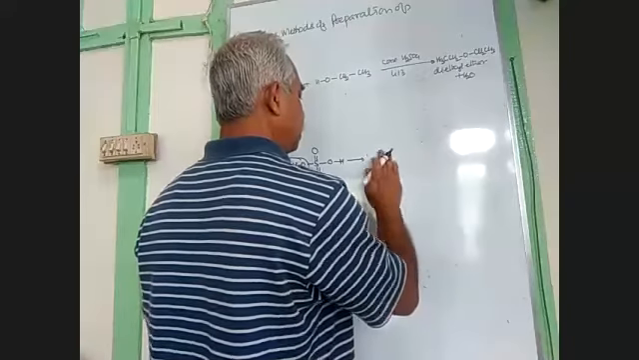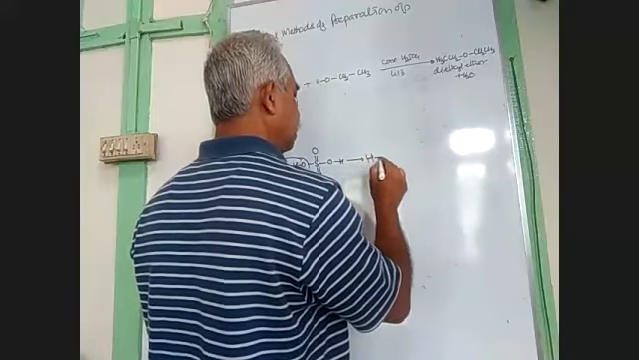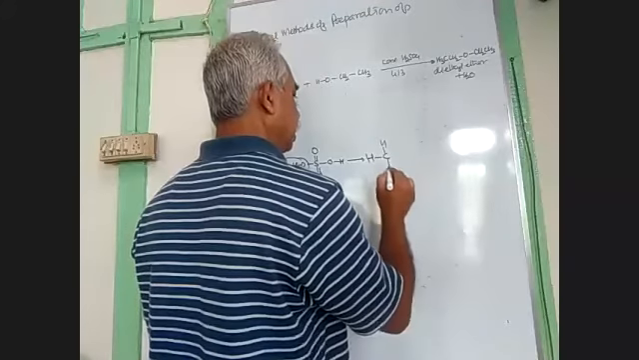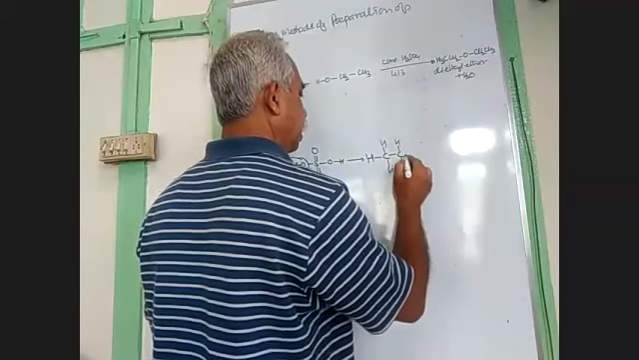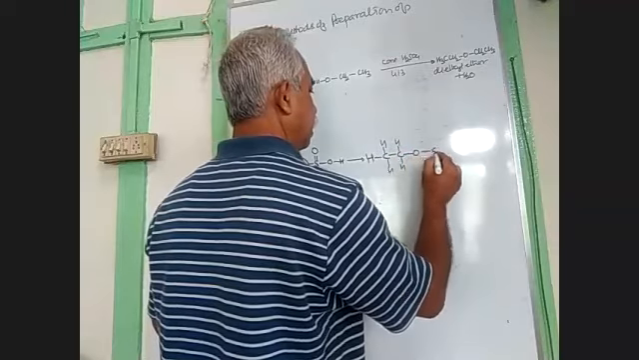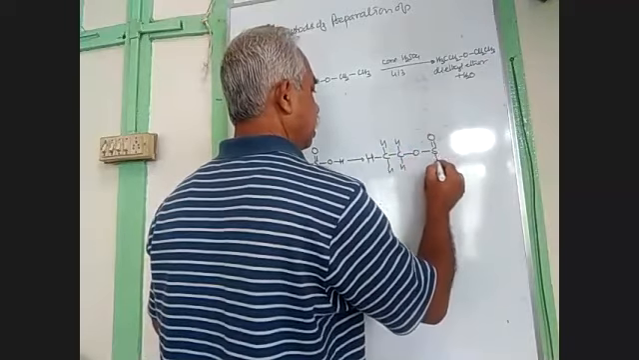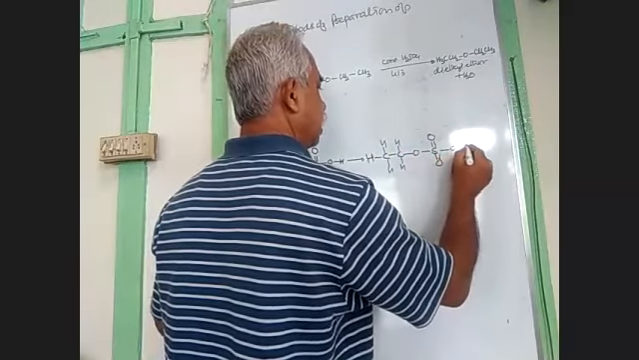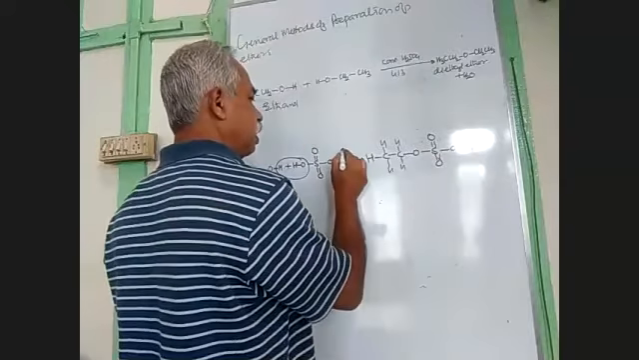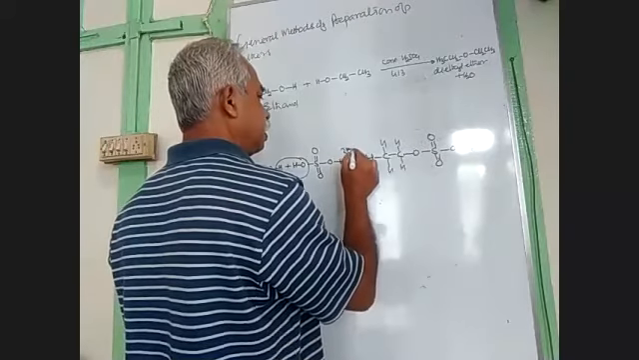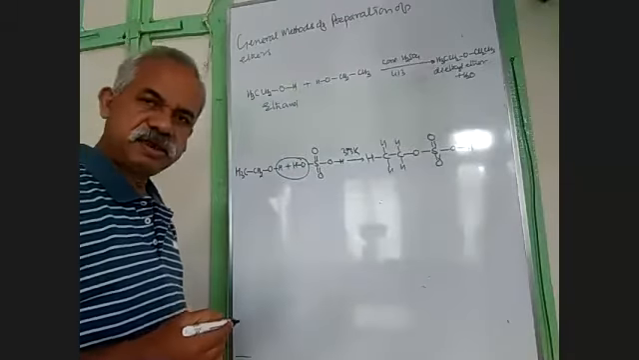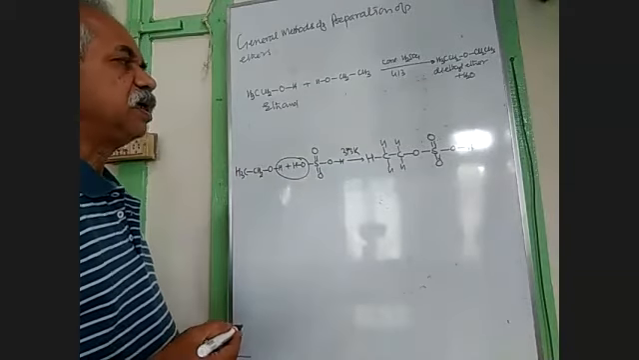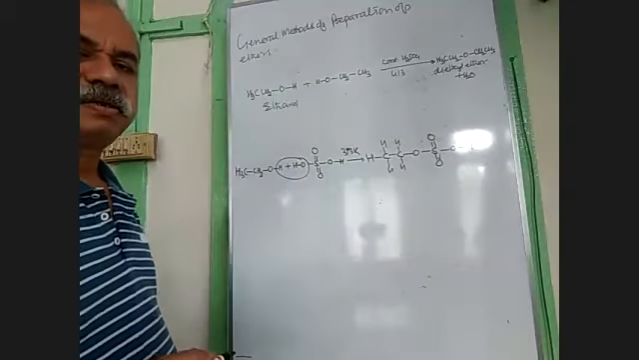So you'll get CH3, I'll write like this. You get this one, at 373 Kelvin. What is the name of this? The name is ethyl hydrogen sulfate.